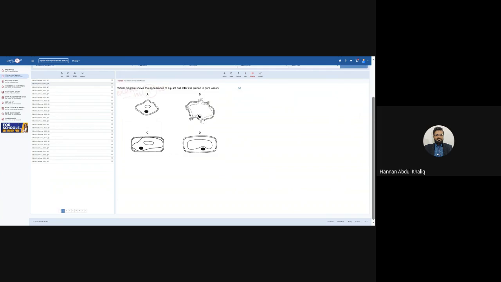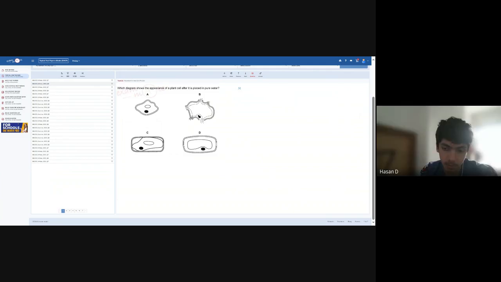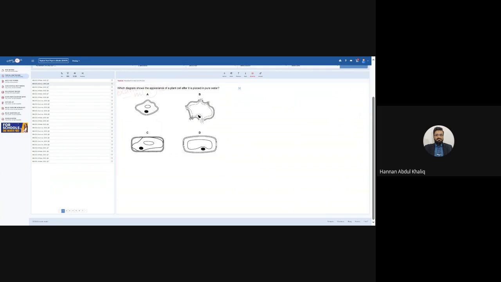Okay, why not B? So you are saying that there is a possibility that the answer could be B, right? Yeah. The problem is the plant cell never bursts because of the cell wall.